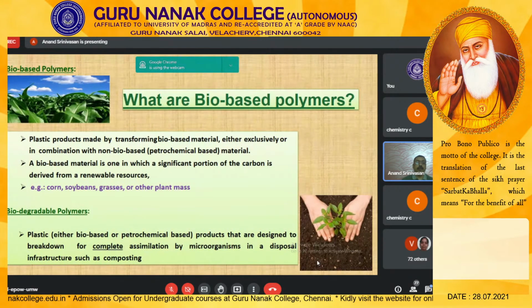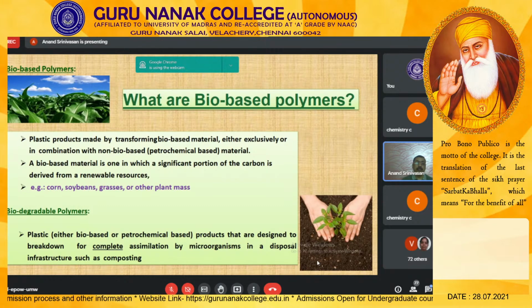So what is meant by bio-based polymers? When I say bio-based polymers, the plastic products which are made by transforming bio-based materials either exclusively or in combination with non-bio-based material. That is, supposing I have a polyethylene, 90% polyethylene obtained from your agricultural feedstock, 10% obtained from your petrochemical feedstock. Even that combination, you can call it a bio-based polymer. So it could be exclusively, that is 100% natural material, or a 90-10 combination as well. Both of them can be called bio-based polymers.